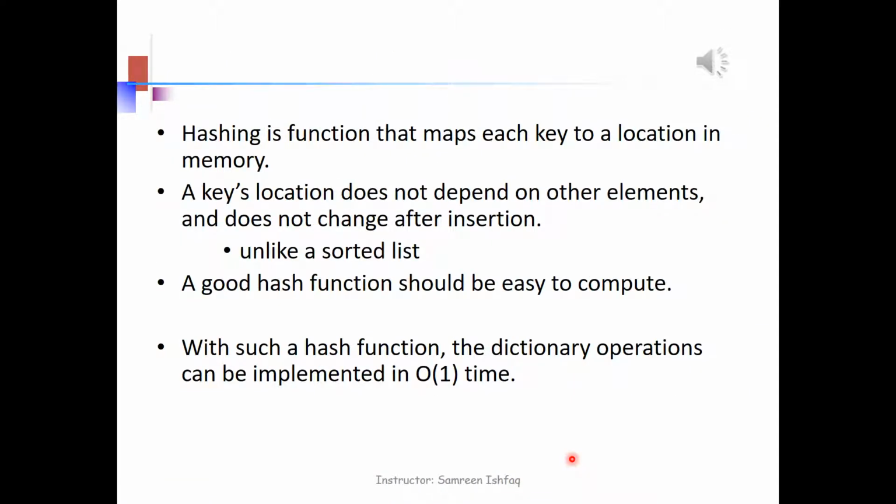Hashing is a function that maps each key to a location in memory. A property of a good hash function is that it should be easy to compute, and its key does not depend on other elements and does not change after insertion. With such a hash function, the dictionary operations can be implemented in constant time complexity.